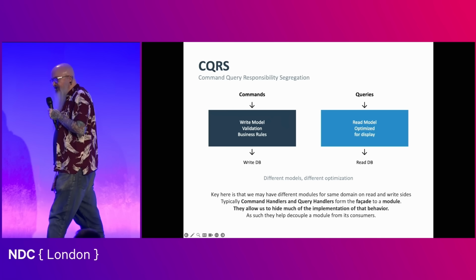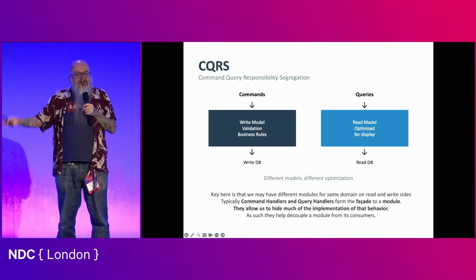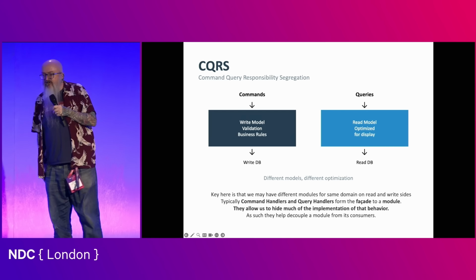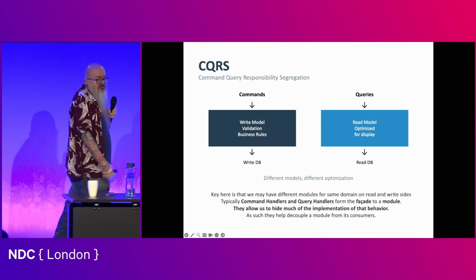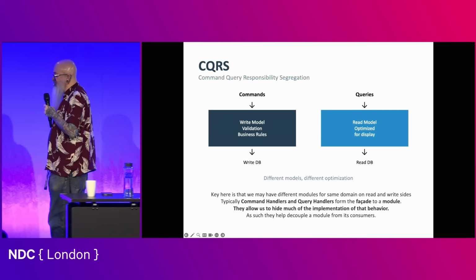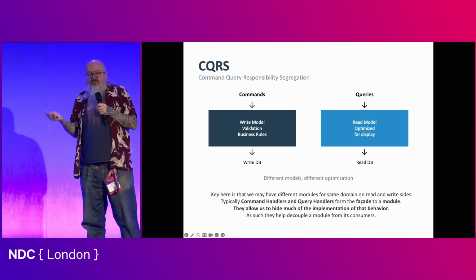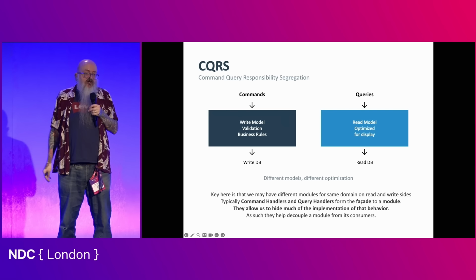CQRS. So CQRS basically really just says, I've got two clusters of modules. I have modules that deal with queries, and I have modules that deal with commands, right? And those modules deal with different models of the world, and it's a perfectly valid way of building your interface to your modules. So you think about the command handlers and the query handlers as becoming the interfaces to the modules that hide the implementation details of how stuff gets done.